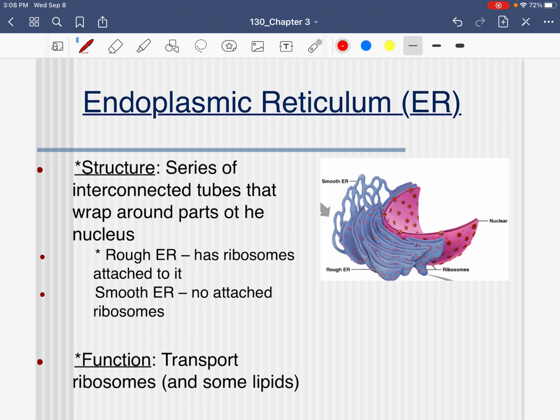All right. Next, we have the endoplasmic reticulum, or ER. It's a series of passageways. It's the blue thing, right? It usually, actually almost always, is located right beside the nucleus.